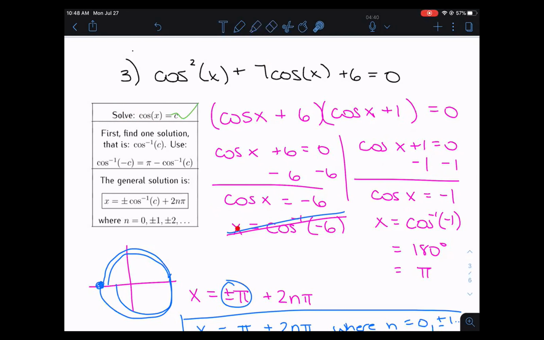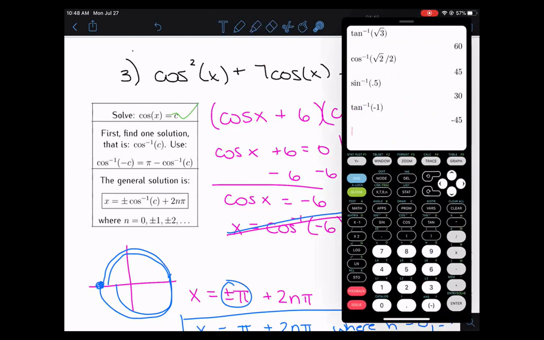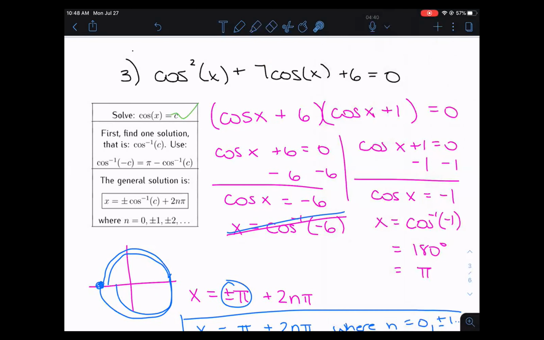Now let's actually find the inverse. Remember that we can find x by taking cosine inverse of -6. But when we do that, we get not a number. It does not exist. The reason is that on the unit circle, cosine and sine only go up to -1 and 1. There is no way for us to get -6. -6 is not on this circle. Remember that the unit circle only has a length of 1.